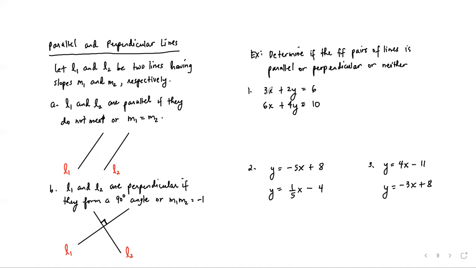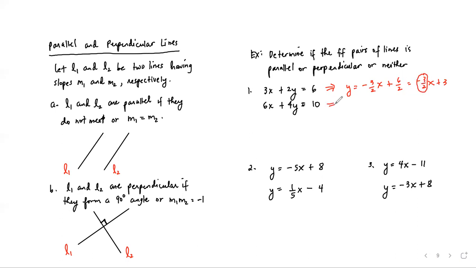So for the first one, we have 3x plus 2y equals 6. And for the second one, we have 6x plus 4y equals 10. In order to determine if they are parallel or perpendicular, we shall get their slopes. For the first one, we write this in the slope-intercept form, which would be y equals -3/2 times x plus 6/2. So this is equal to -3/2 times x plus 3, which means that the slope of the first line is -3/2.